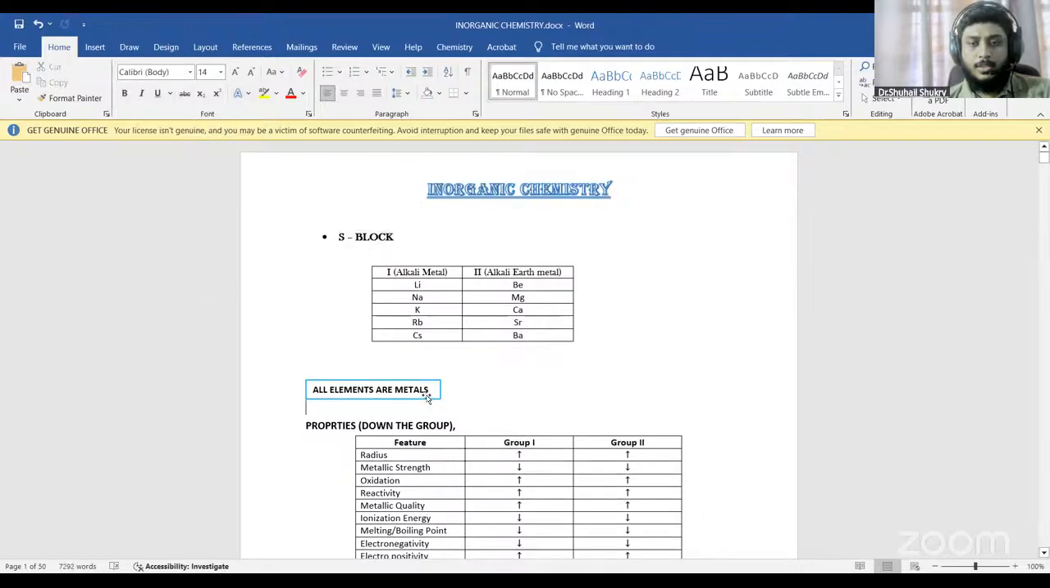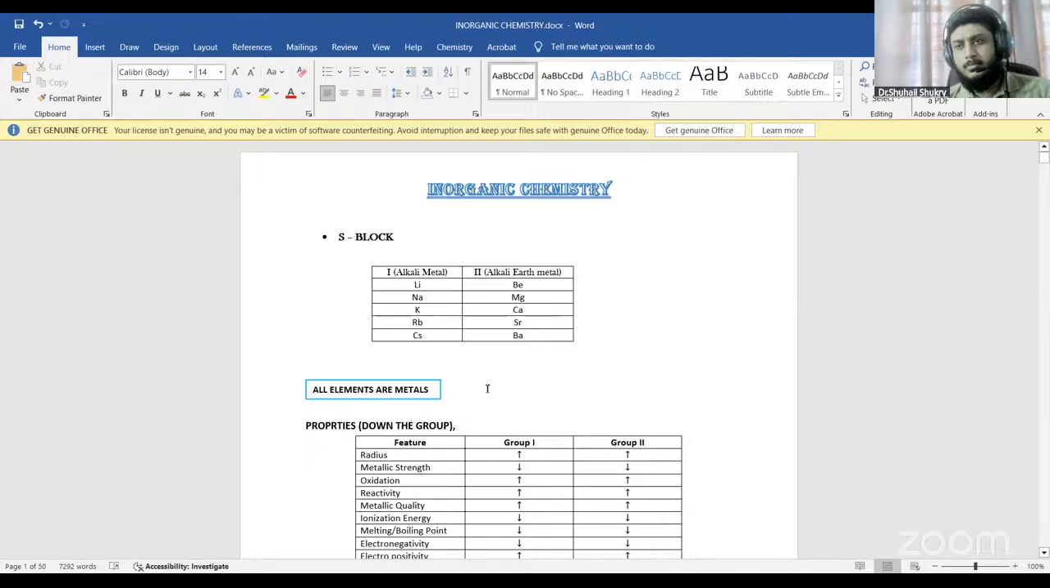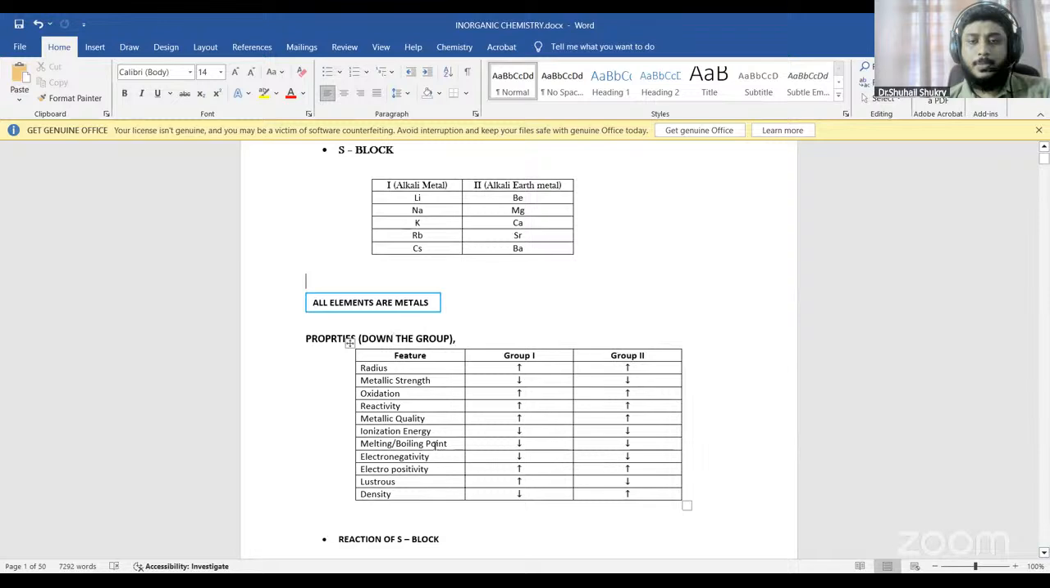Okay, so remember all the elements in group 1 and group 2 are metals. That is the first one. Whatever we are going to speak about, those are metals. Now, this is about the properties down the group. First of all, I'll tell about group 1 elements. Normally all are soft metals. The softness increases down the group. For example, sodium is softer than lithium, and potassium is softer than sodium.